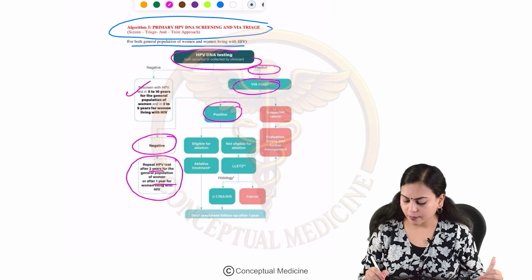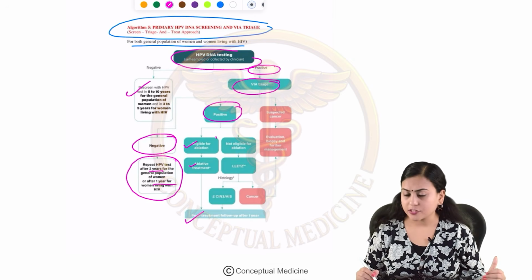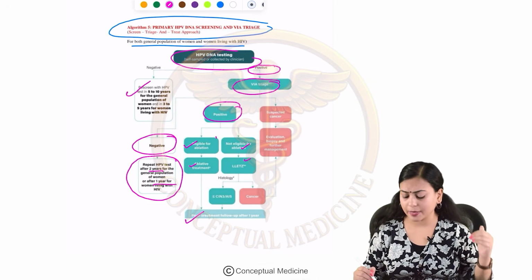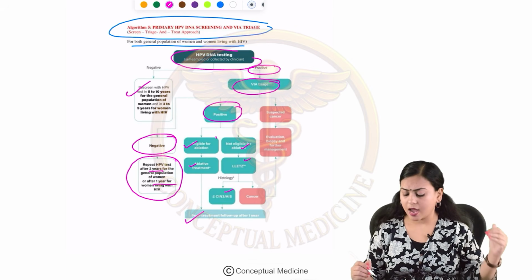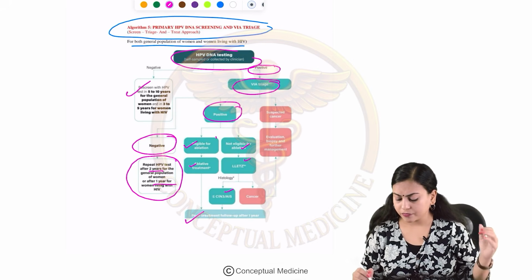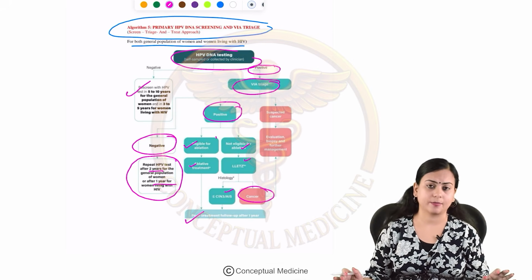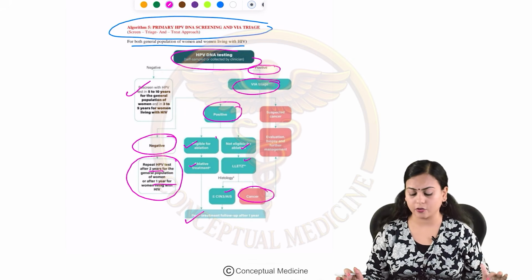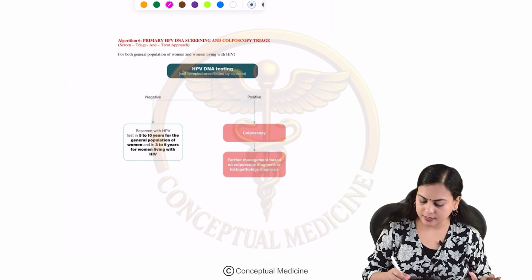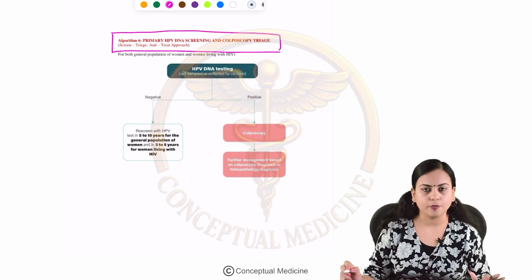If she is eligible for ablation, give her ablative treatment and follow her after 1 year. And if she is not eligible for ablation, offer her LETZ, then check the histology. If it is coming less than CIN3 or AIS, then you will follow her up after 1 year. Then if it is coming as a cancer, she will be taken directly for cancer management, just like we see in algorithm 4. Clear? Right.